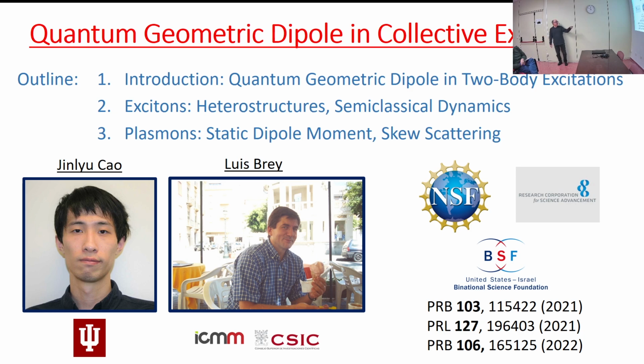Once we've defined this, I want to talk about two applications that we've worked on. One is excitons in mostly bilayer structures, and we'll see that by looking at these excitons and their semi-classical dynamics, you can see this quantum geometric dipole give a signature to its presence. We also looked at plasmons in a couple of different settings, a regular two-dimensional electron gas and also in a one-dimensional quantum wire. One of the main physical consequences of having this quantum geometric dipole is a skew scattering effect that I'll describe.